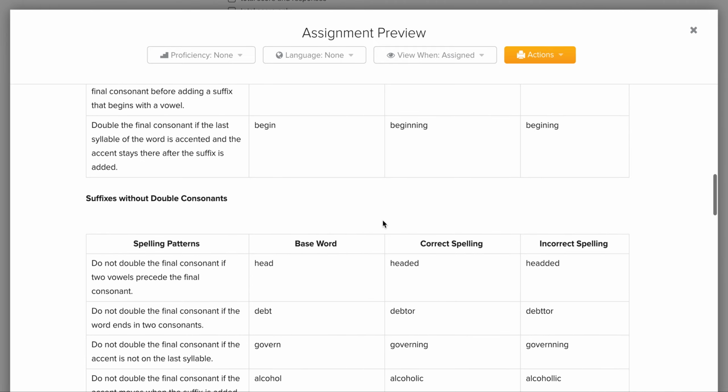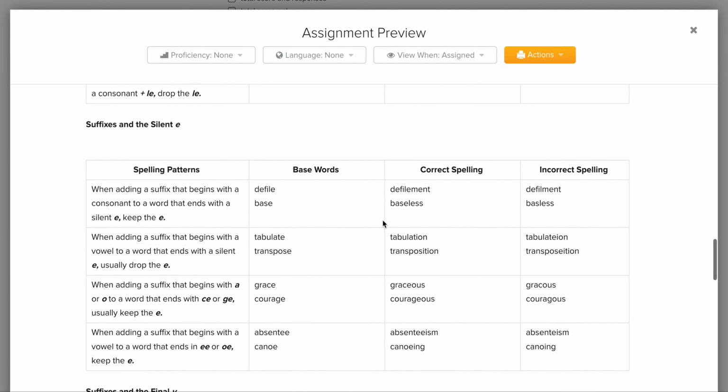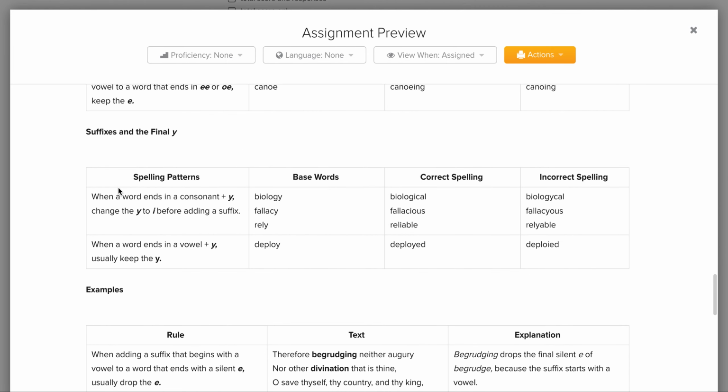Let's see. The other final thing I wanted to cover, I'm going to skip all the way down here towards the bottom, is the final Y of a suffix. So like the word biology or fallacy or rely. The question is when do these turn into an I when you add a suffix versus when do you keep it a Y? And here's your basic rule for that.